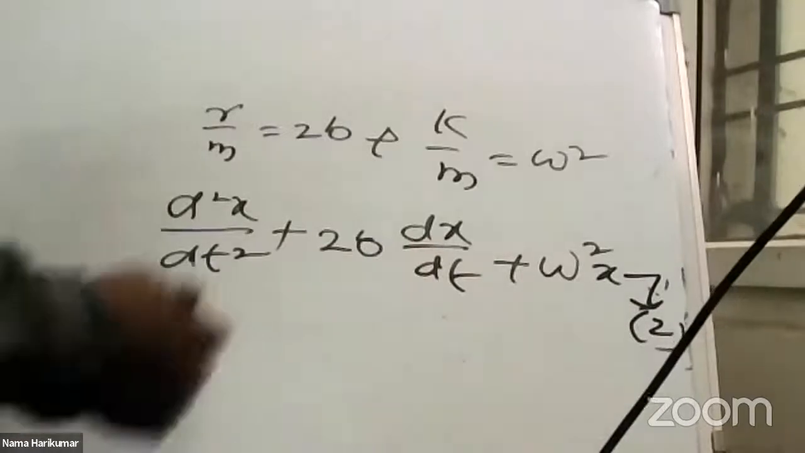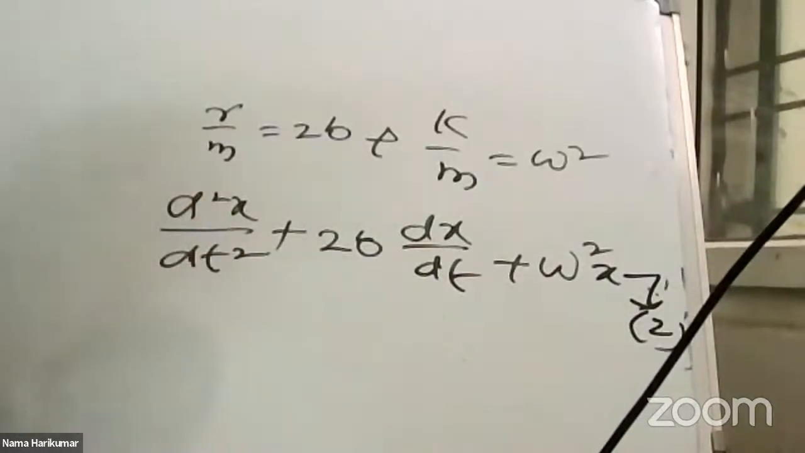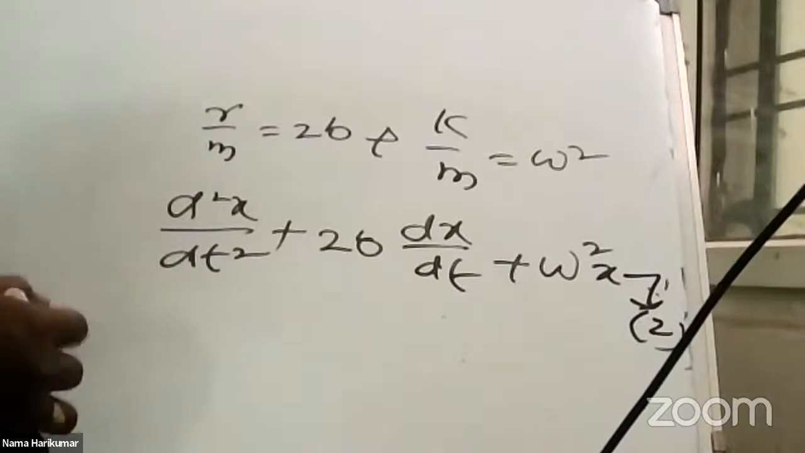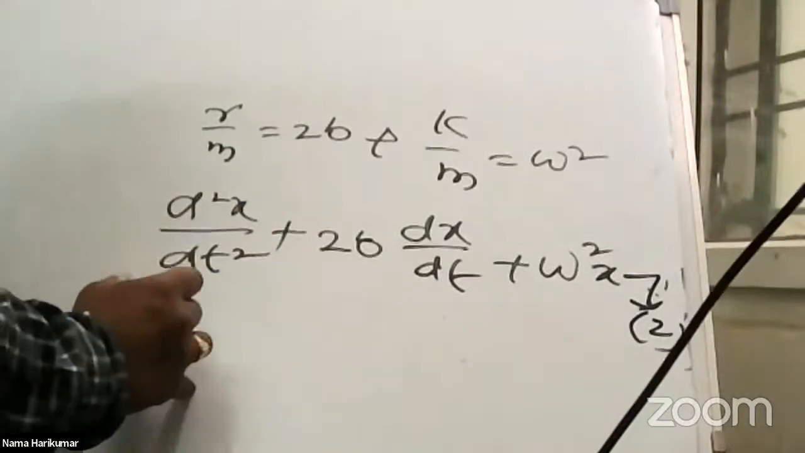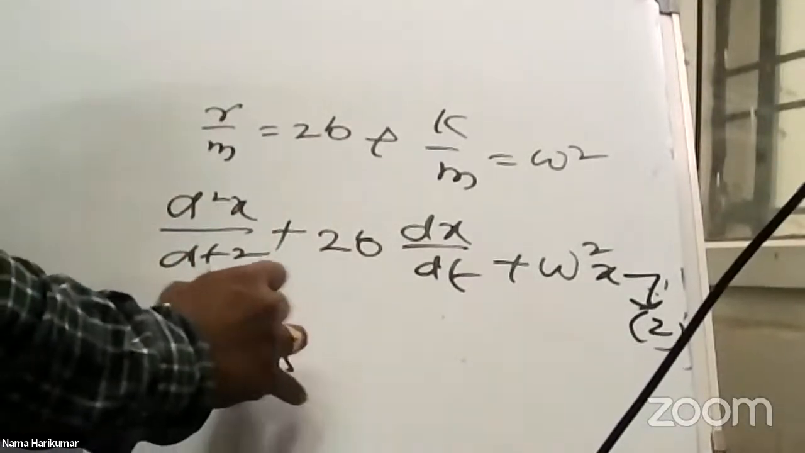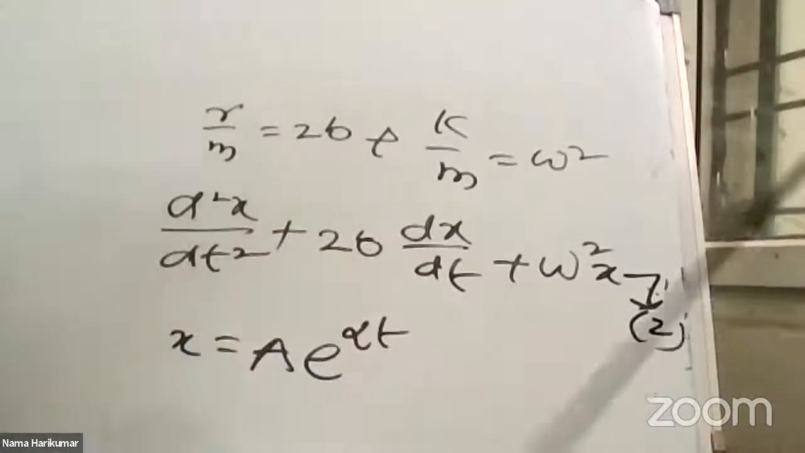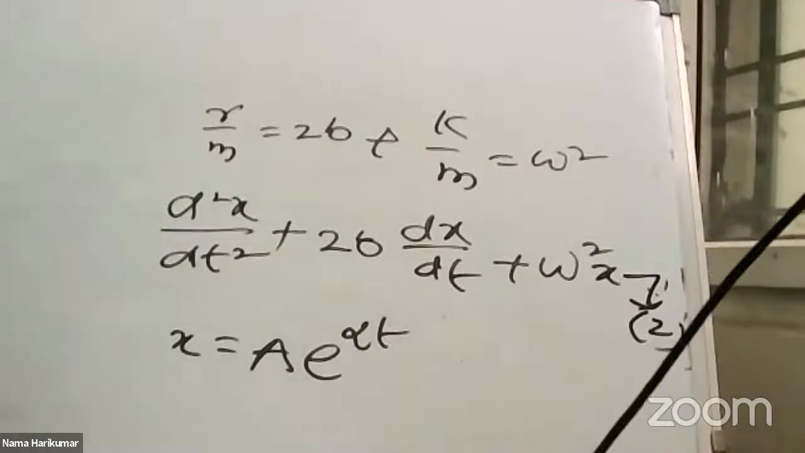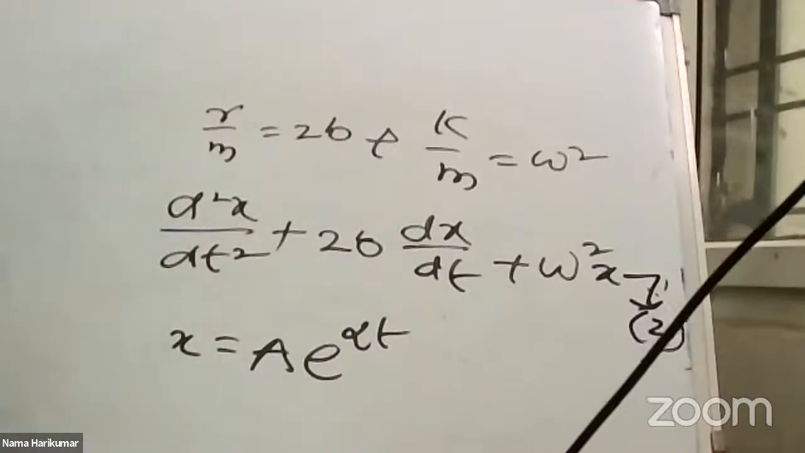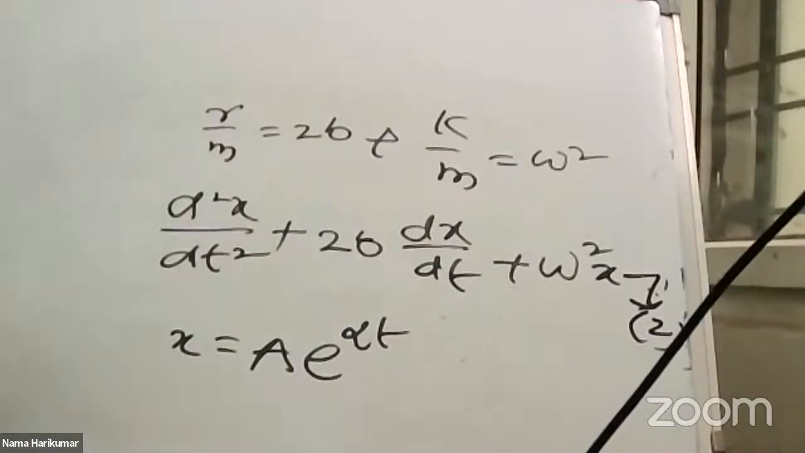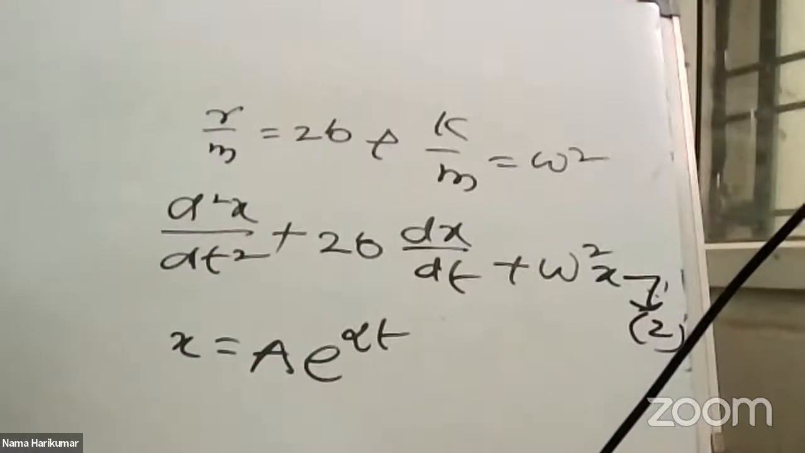So first, this is a damped harmonic oscillator equation. Then let the solution of the equation be x equals a e to the power of alpha t. We have to assume the solution of the equation. Okay, right. Firstly, note this down.